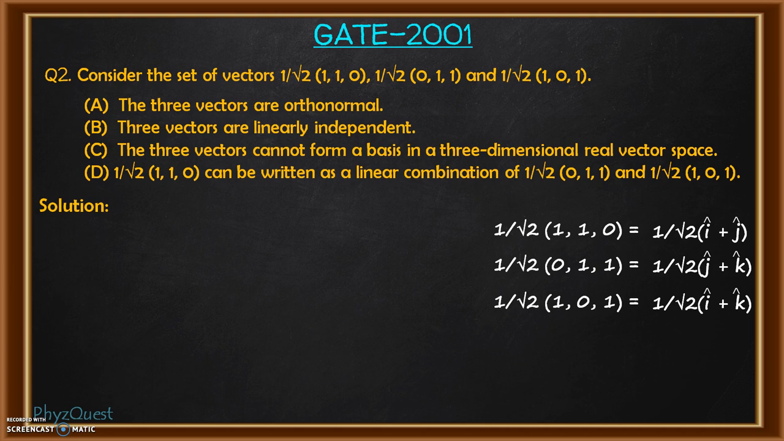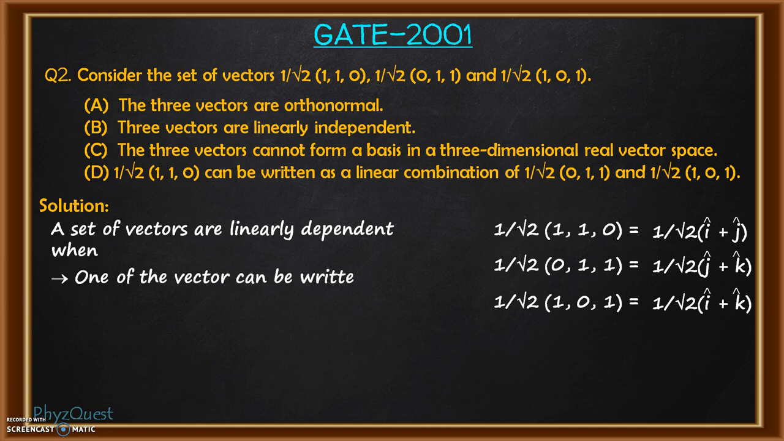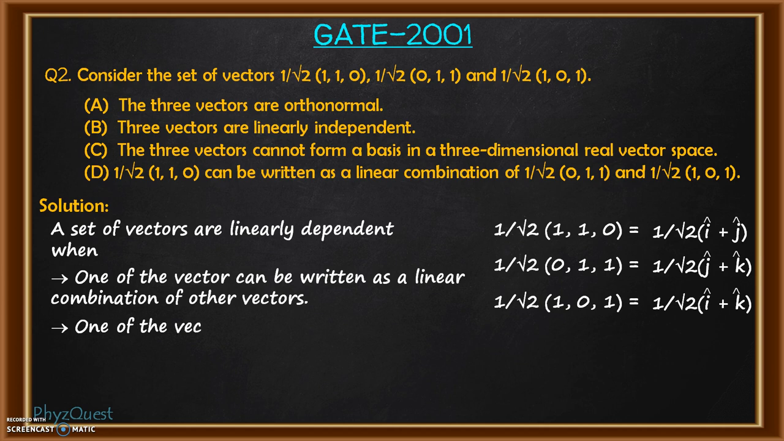The next statement is: the three vectors are linearly independent. So first of all, we have to understand what is linearly dependent. A set of vectors is linearly dependent when, first condition, one of the vectors can be written as a linear combination of the other vectors. This is either/or; any of the conditions should be satisfied. Either the vector is a linear combination of other vectors, or second, one of the vectors is a scalar multiple of the other vector.